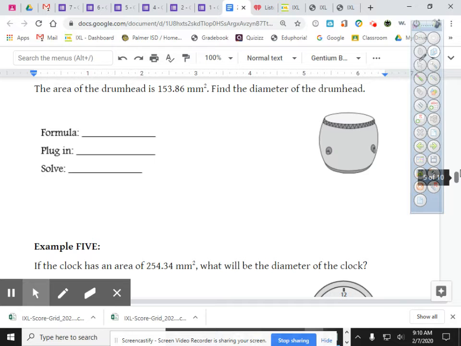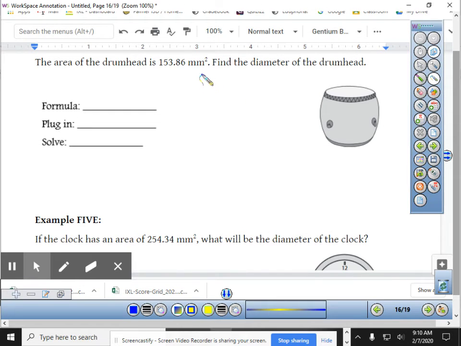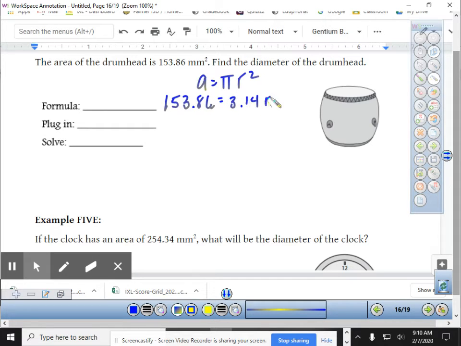The area of the drum head is 153.86 square millimeters. That does not mean to square that number, y'all. That is a label. So we already did this one, right? So I can zip through it really quick and write area equals pi r squared. If you don't have it written, now is the time to do so. 153.86 equals 3.14 r squared.